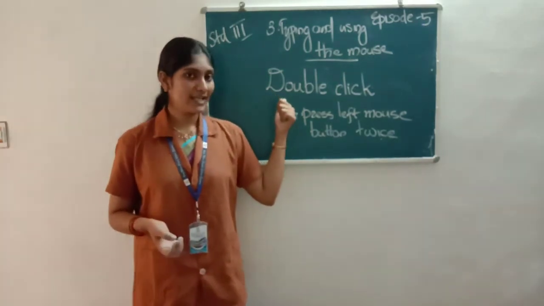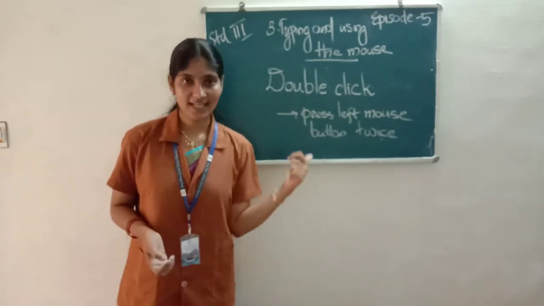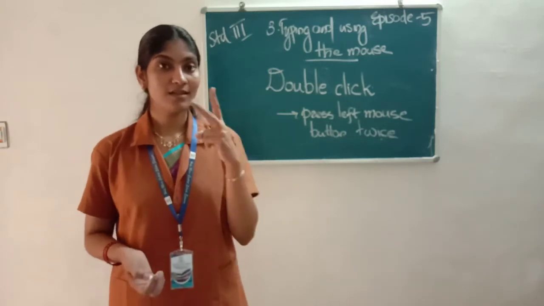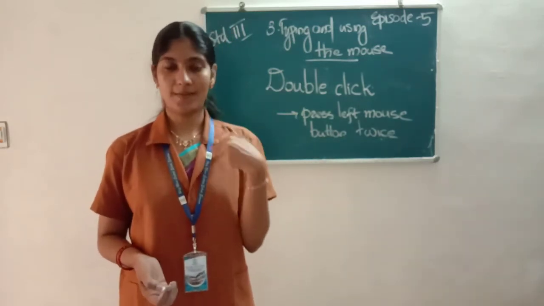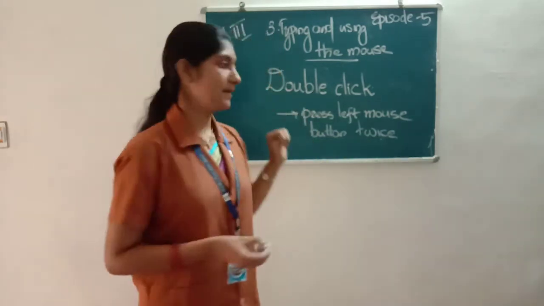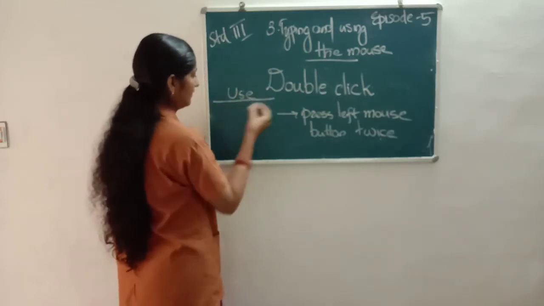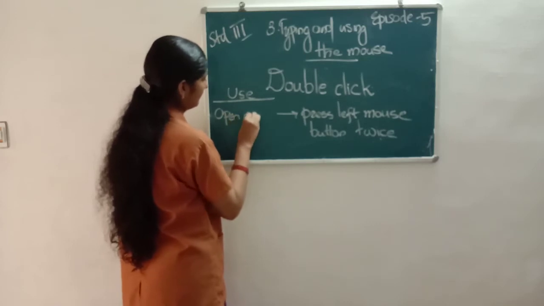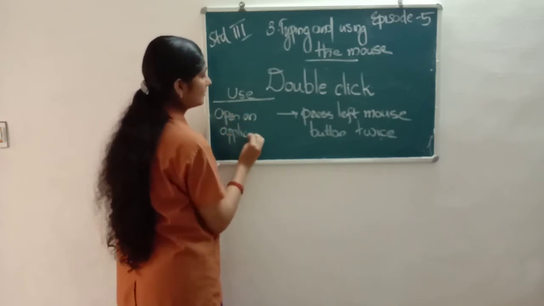So double click is another action. Spelling: D-O-U-B-L-E, double click, and that is press the left mouse button 2 times. Double means 2 times. Then double click is used to open an application.